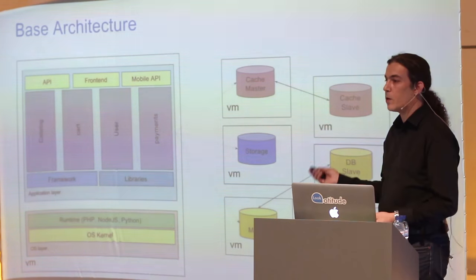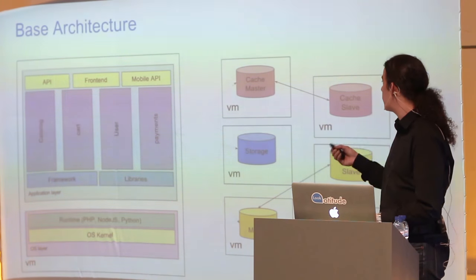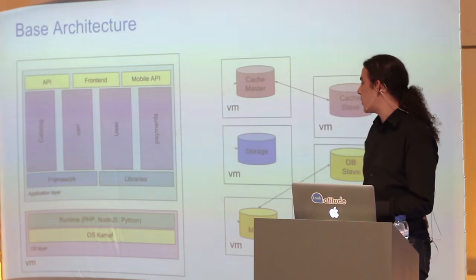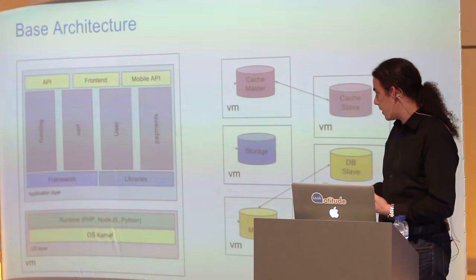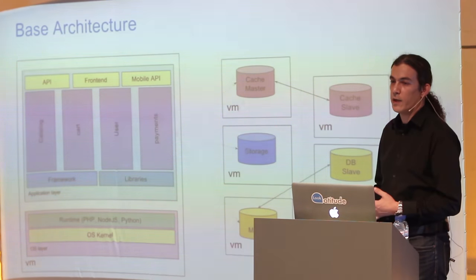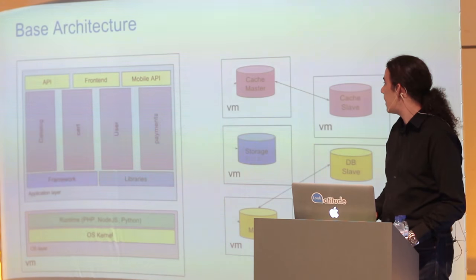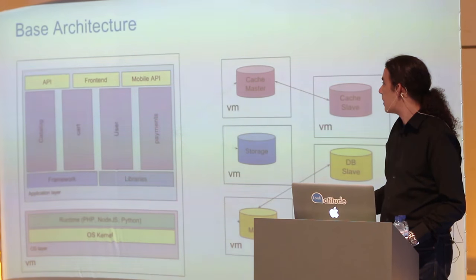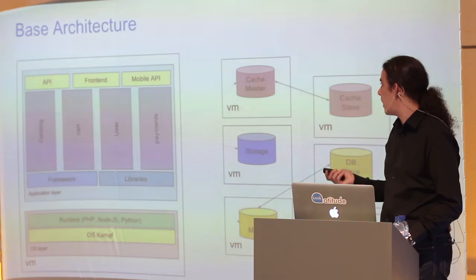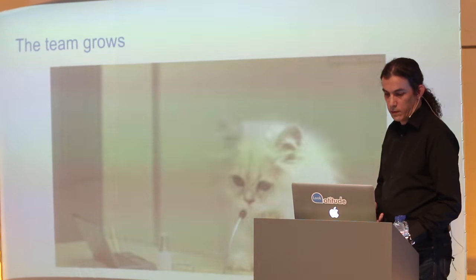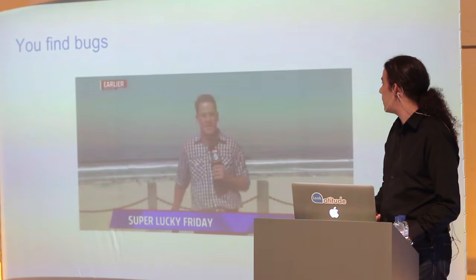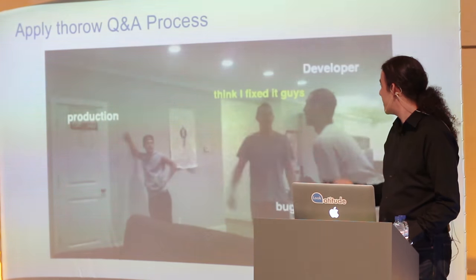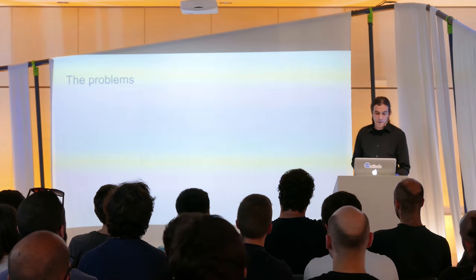So you have your storage for your files, your databases and replication, your cache servers, and then you have a VM that basically has your whole application, an operating system, a kernel, the runtime, all the frameworks and libraries that you need in whatever versions that you need, and then all your services and front-end facing services like APIs, front-ends. So you grow your team a little bit more, and then you find bugs. You fix them with a very thorough process, and everything is okay, right?